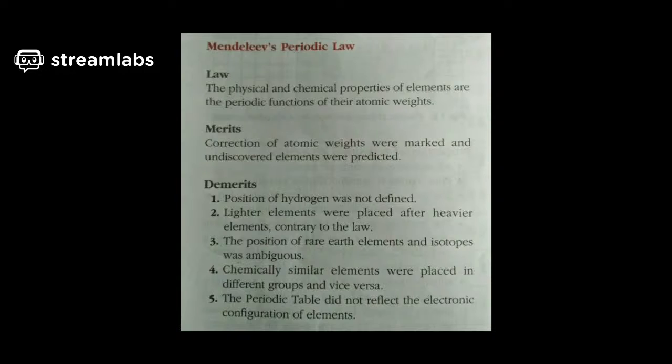What does Mendeleev's periodic law state? The physical and chemical properties of elements are the periodic functions of atomic mass. Hence, this was a limitation. This was a disadvantage, because isotopes are existing. What are isotopes?